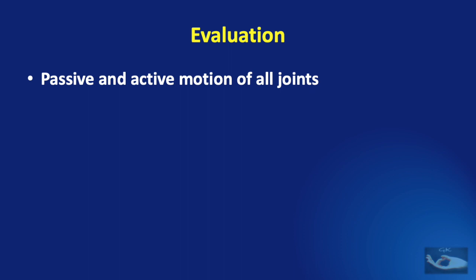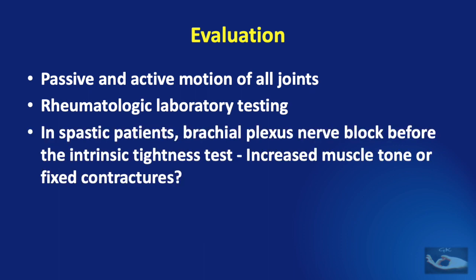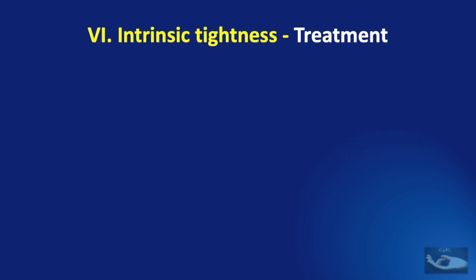We need to assess the passive and active motion of all the joints. We need to do rheumatologic laboratory testing in cases of rheumatoid arthritis, and in spastic patients, a brachial plexus nerve block before the intrinsic tightness test will show whether it is an increased muscle tone or spasticity or a fixed contracture. Now it is time to take a decision and treat the problem.